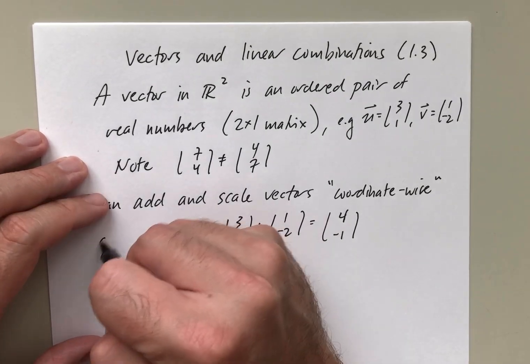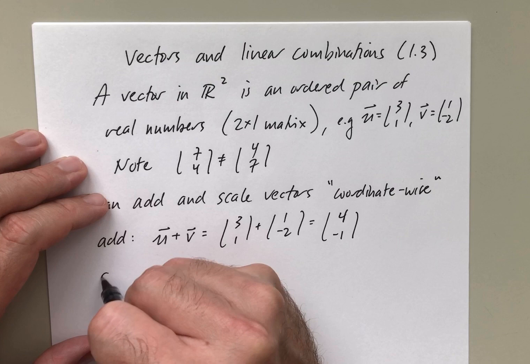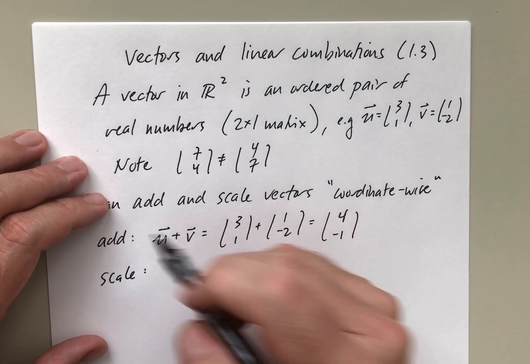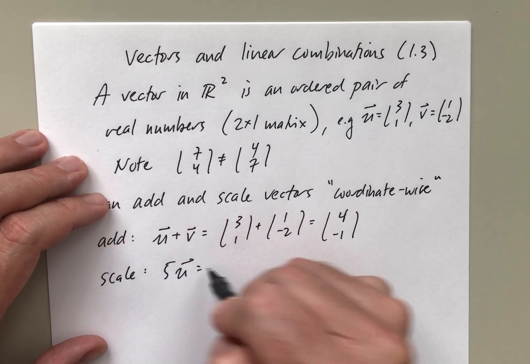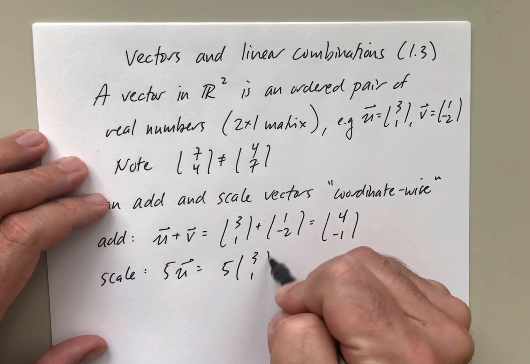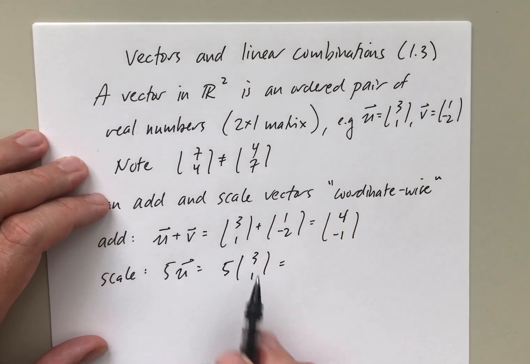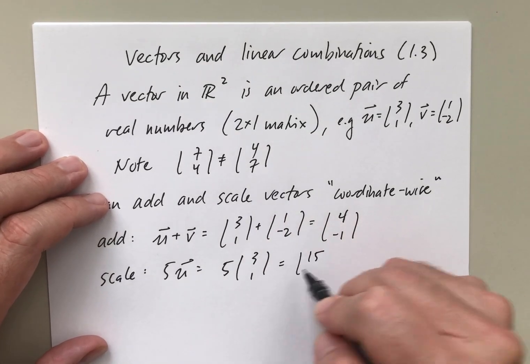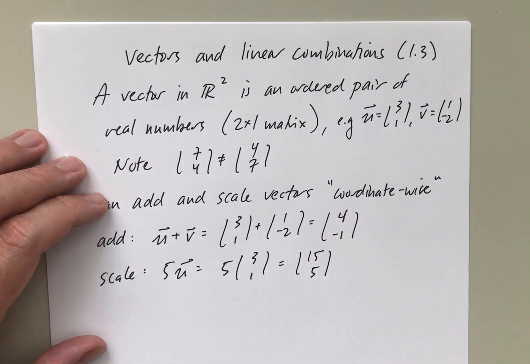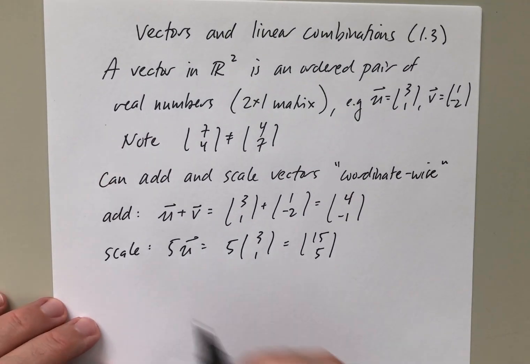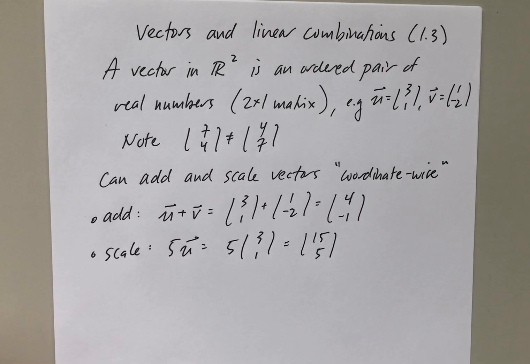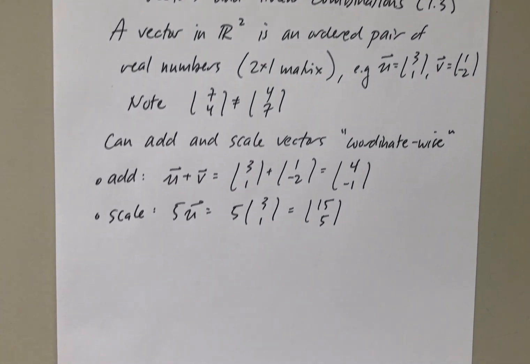And what is scaling? So this was adding. If I scale, say, if I take 5 times u, that's the same as 5 times 3, 1. Again, I just do this coordinate-wise. 5 times the first coordinate is 15, and 5 times the second coordinate is 5. So these are the two primary operations we can do with vectors.